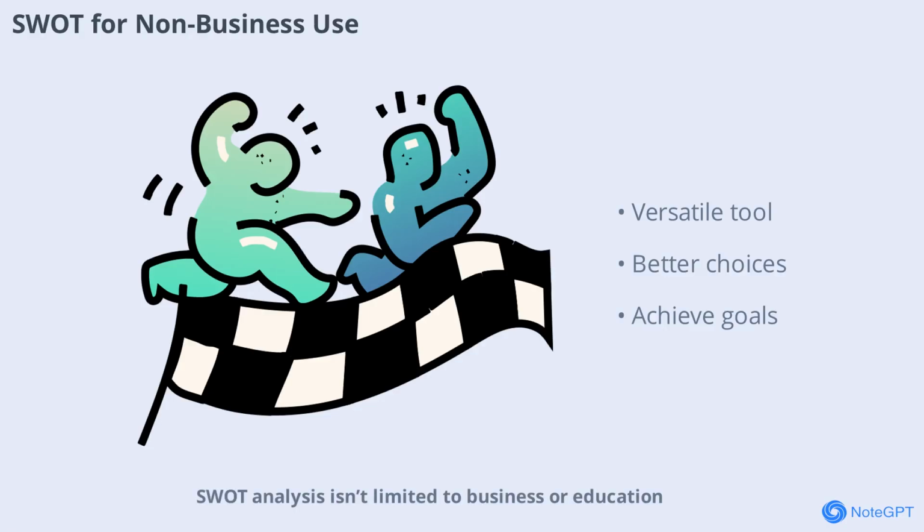SWOT analysis isn't limited to business or education. It can be used for community projects, event planning, or even personal life decisions. By applying the same principles, you can make better choices and achieve your goals in any area of life.